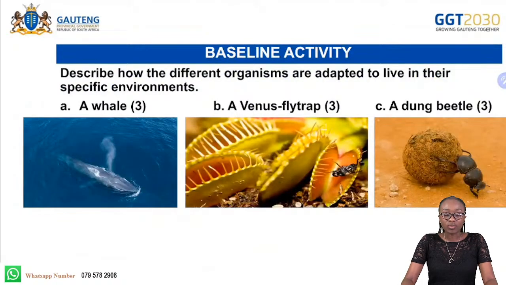All right, now let's move on to the baseline activity. I'm going to read out the question and then give you time to answer. The question reads: describe how the different organisms are adapted to live in their specific environment. The first organism is a whale. Describe how the whale is adapted to live in its environment for 3 marks. The second is a Venus flytrap. Describe how the Venus flytrap is adapted to live in its environment. The third one, C, is a dung beetle. Describe how the dung beetle is adapted to live in its environment for 3 marks.